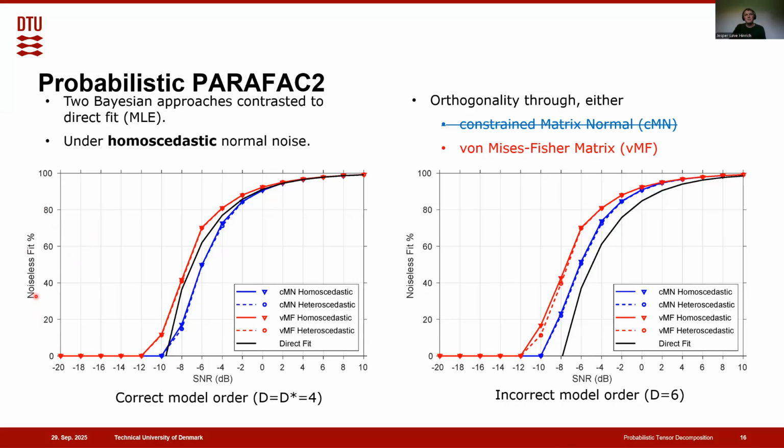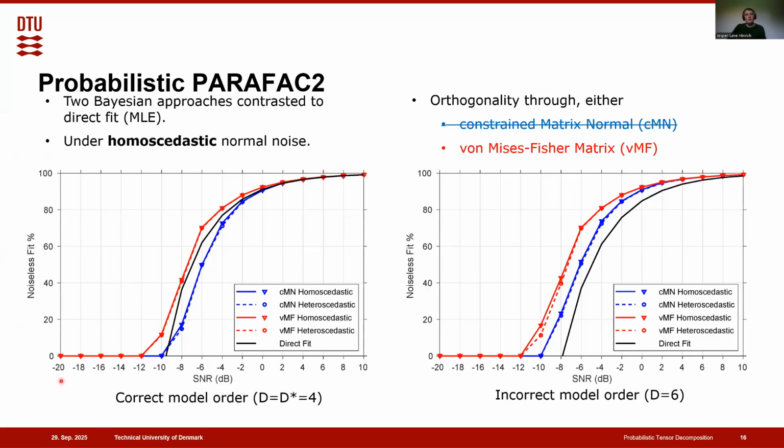And then this here is, well, it says noiseless fit, but it's basically the ground truth. Can we recover the ground truth? And in our work with probabilistic PARAFAC2, we investigated 2 formulations of this. I crossed this one out because you should always use this one, with matrix Fisher matrix distributions for enforcing orthogonality of the factors.